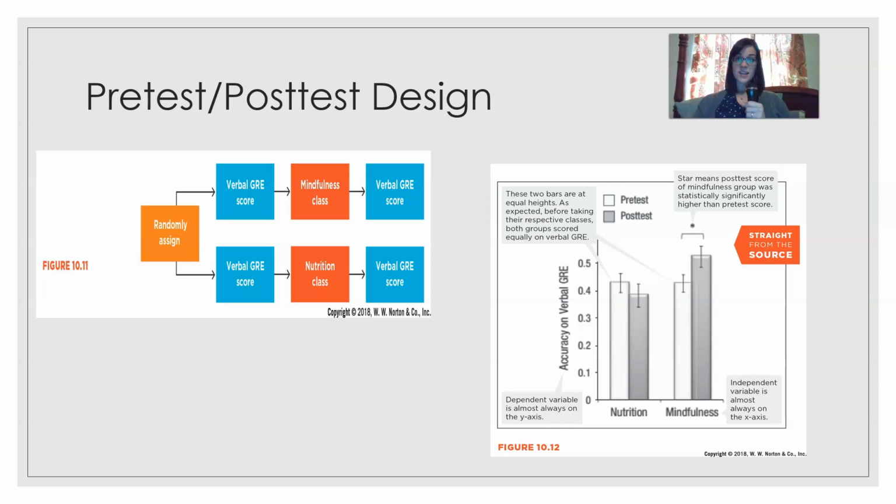Now, your book does have a really helpful way to figure out what's the independent variable and the dependent variable. Typically, your independent variable is going to be on your x-axis. Your dependent variable is usually going to be on your y-axis. Here, it's accuracy on the verbal GRE, and here are our two groups. So this shows evidence that perhaps mindfulness training enhances verbal performance, at least on a test of verbal reasoning.